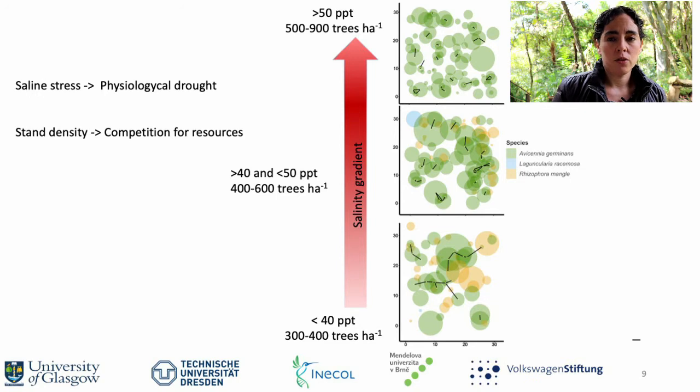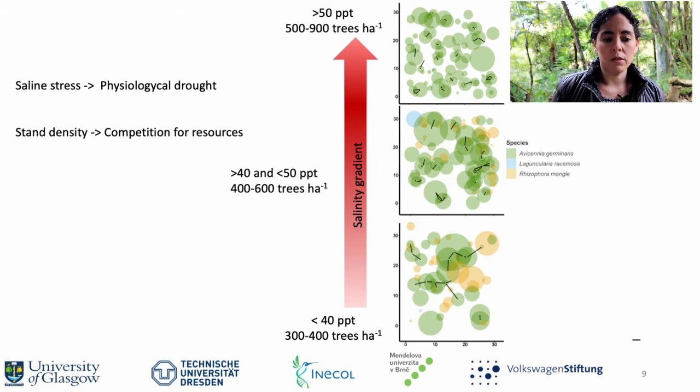So we have 2 measures of stress, one provided by the salt stress and the other by density of the stand, which increases competition. Now, we focused only on black mangrove, which is the species that is dominating overall the stands we worked on, and because it is quite tolerant to a wide range of salinity.